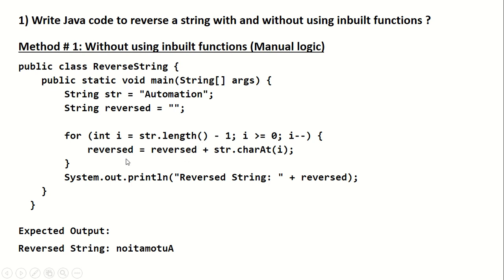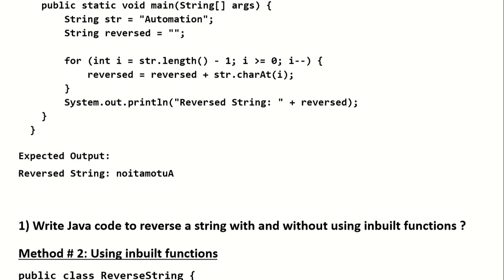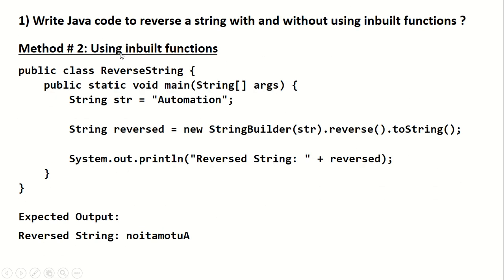Then store the value one by one into the reversed variable, and finally print the string. You can see the expected output will be something like automation. You can copy paste the same code in any Java editor or online editor, and you'll get to know the results. Practice this. Now let's discuss method 2 of writing the same Java program using inbuilt function.